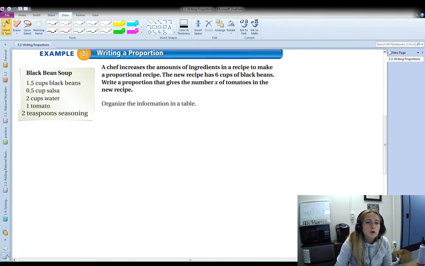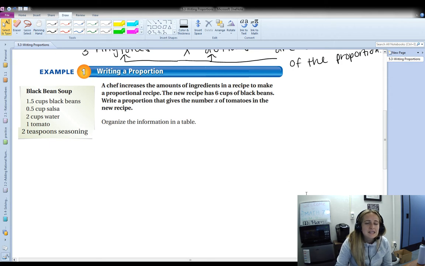So example 1, writing a proportion. It says a chef increases the amount of ingredients in a recipe to make a proportional recipe. The new recipe has 6 cups of black beans. We're just going to write that. 6 cups of black beans. Write a proportion that gives the number of X tomatoes in the new recipe. Organize the information in a table.